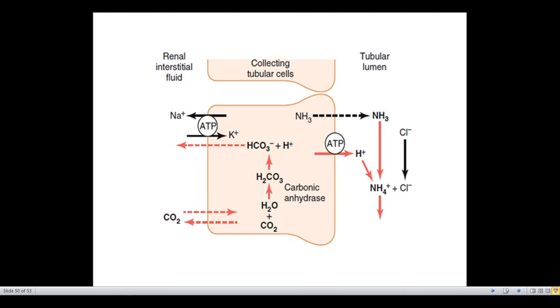You can see in this figure the buffering of hydrogen ion secretion by ammonia in the collecting tubules. Ammonia diffuses into the tubular lumen, where it reacts with the secreted hydrogen ions to form ammonium ions, which is then excreted in the urine. Note, for each ammonium ion excreted, a new bicarbonate ion is formed in the tubular cells and returned to the peritubular blood.